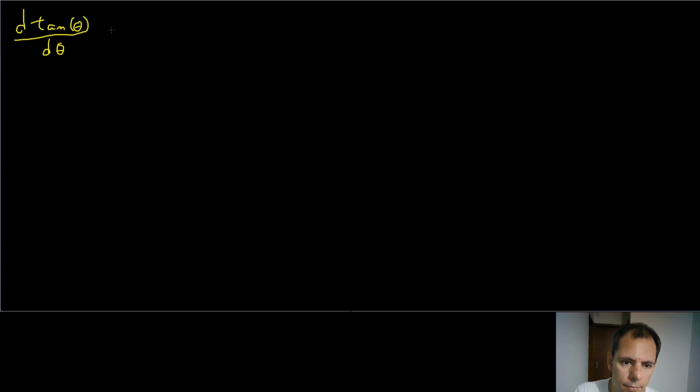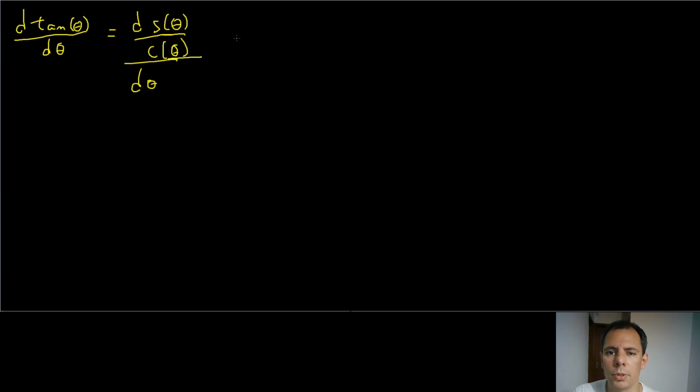Let's do this. This is going to be equal to the derivative of sine over the cosine. Of course, it's the sine of theta divided by the cosine of theta, with respect to theta. So we're going to use the differentiation division rule. So it's going to be the cosine times the differentiation of the sine.